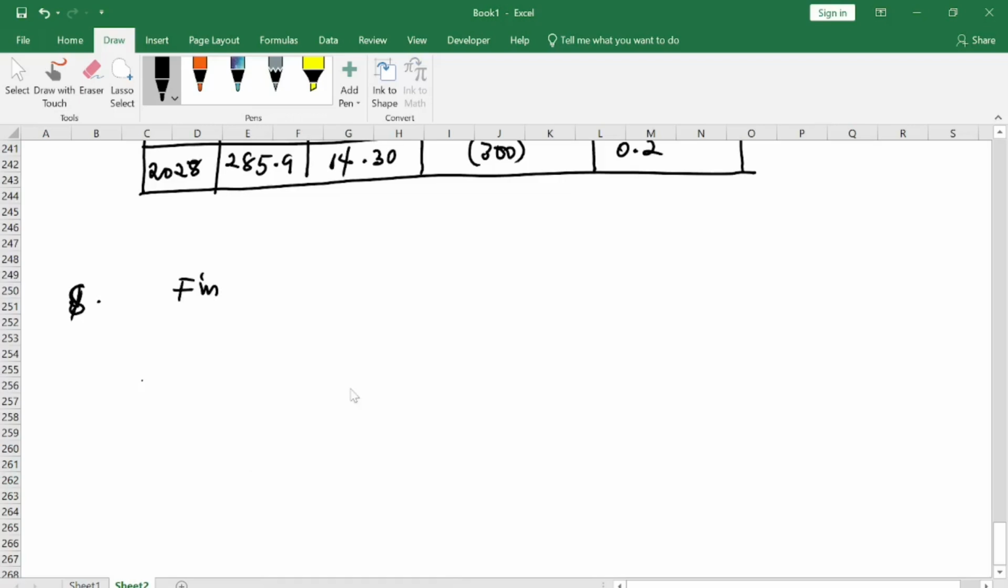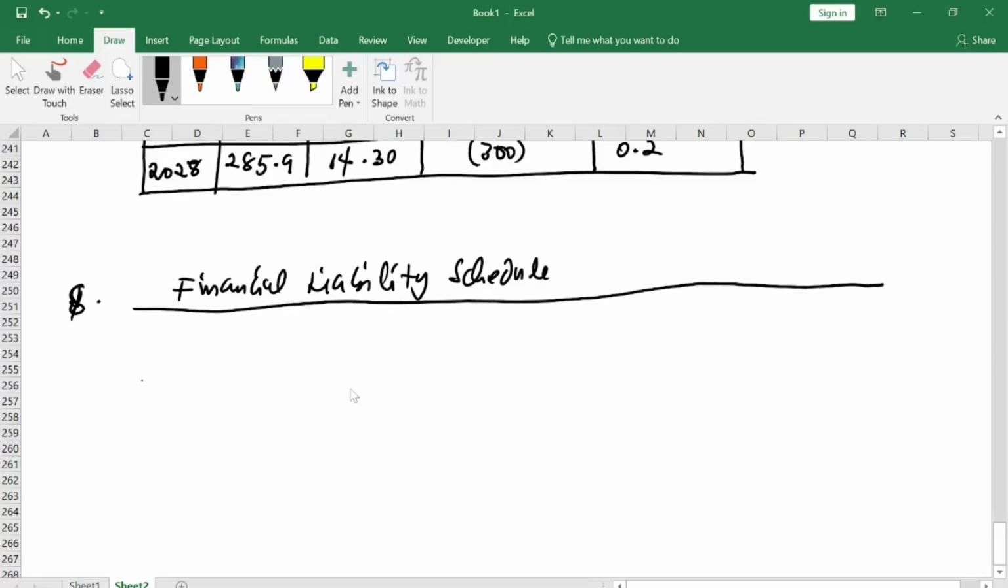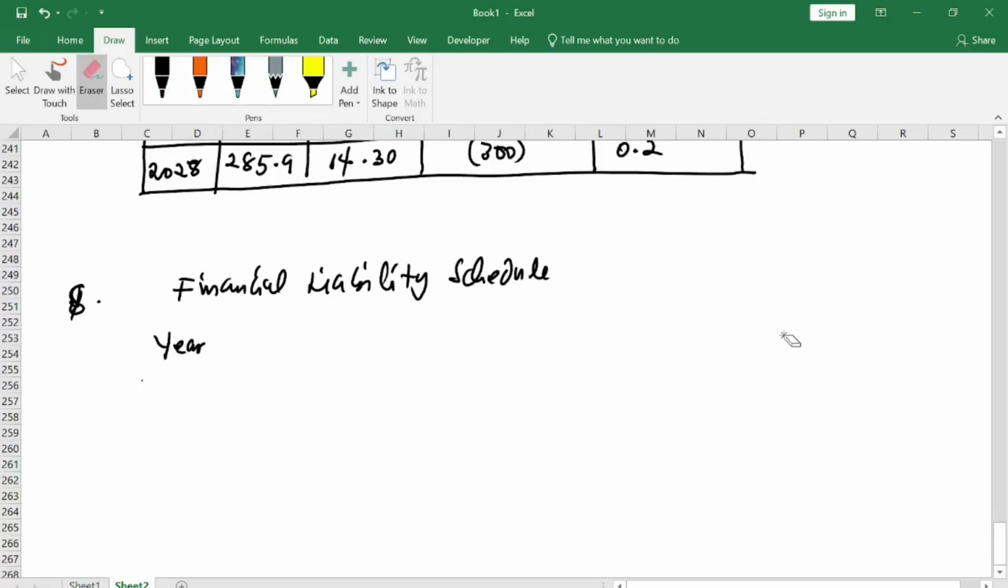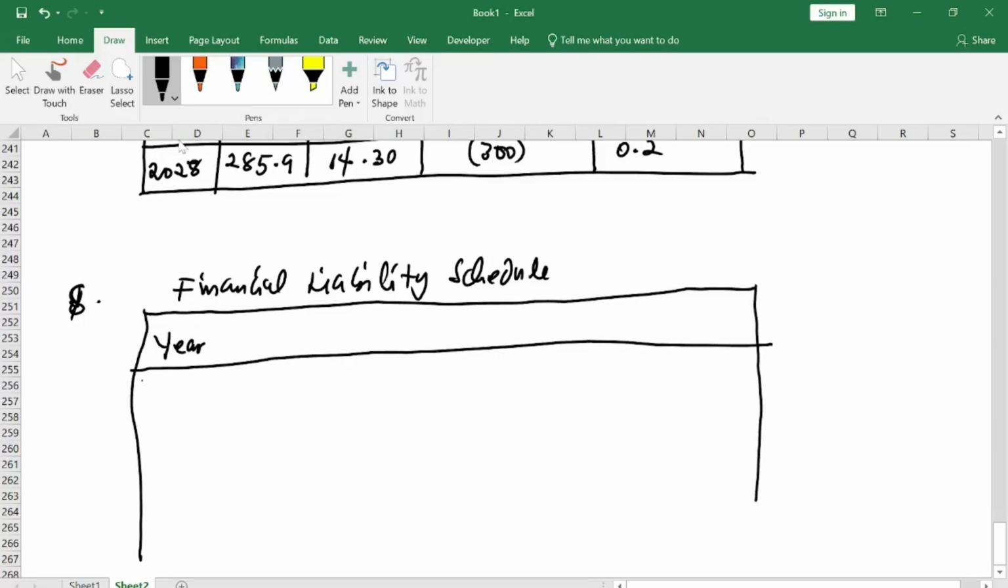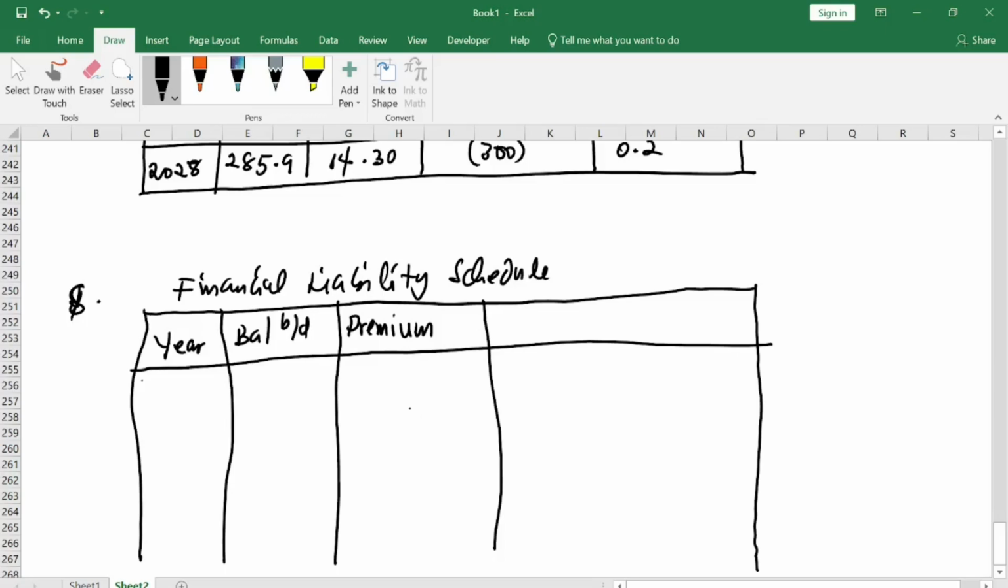So 8, financial liability schedule. This is the money that they are also going to pay. They will pay this money yearly, as well as the lease that they are paying every year. This liability has to be paid back. So you have your balance, then the extra money that you are paying, we call it the premium. Whatever balance you have is your balance at end.